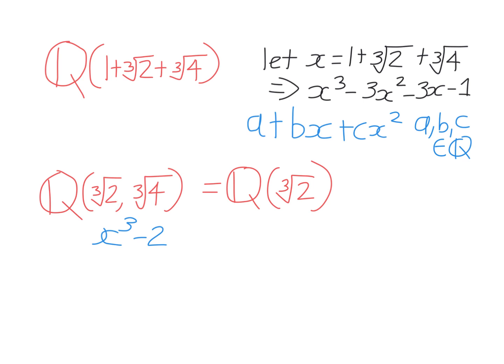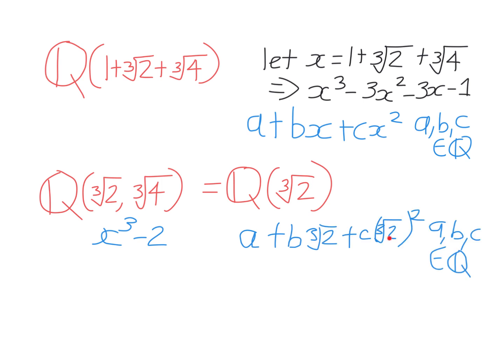So if I want to adjoin the cube root of 2, I'm going to include all elements of the form a plus b times the cube root of 2 plus c times the cube root of 2 squared. Again, a, b, and c are rational numbers. But it turns out, of course, the cube root of 2 squared is exactly the same as the cube root of 4. So the cube root of 4 is actually an element in this field.